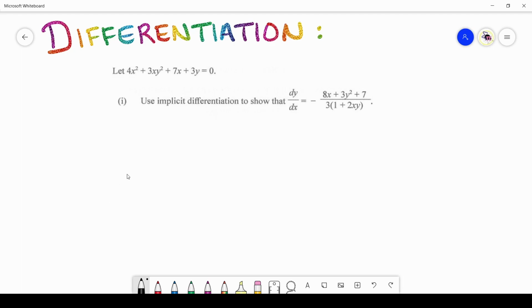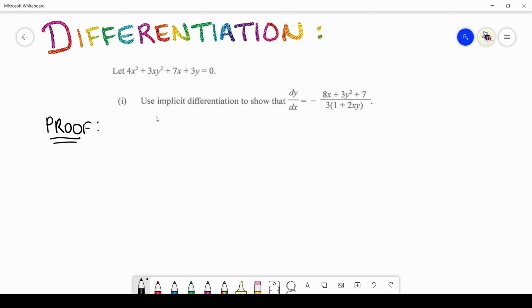So we have a function, it's equal to zero, that's a good thing, and they want us to use implicit differentiation to show that dy dx is equal to this something. So first up, it's a proof, and we love proofs because we know what we're working towards. So I am going to start off by writing proof here. Okay. And we are going to begin.